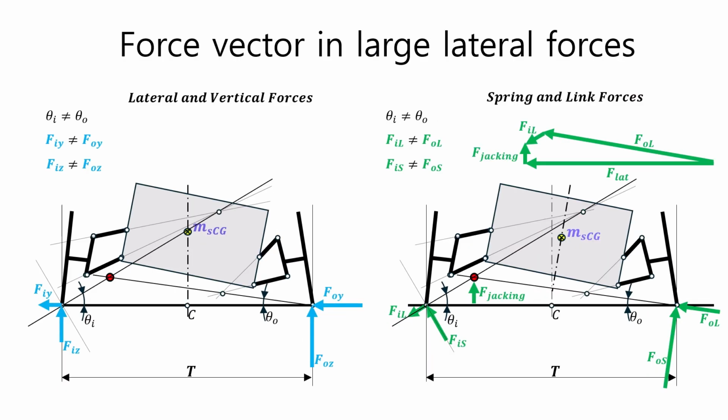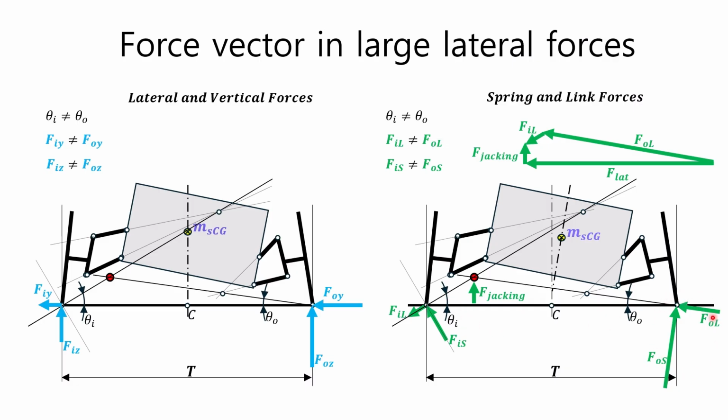This time, let's analyze the forces acting on the roll center as a force vector when a lateral force due to large lateral acceleration is applied. In this case, the kinematic roll center exists outside the vehicle's central longitudinal plane. The figure on the left shows the lateral and vertical forces acting on the left and right tires. If we reconstruct these forces into forces aligned with the line connecting the tire road contact point to the roll center and forces perpendicular to these lines, we can express the force vector as shown in the figure on the right.